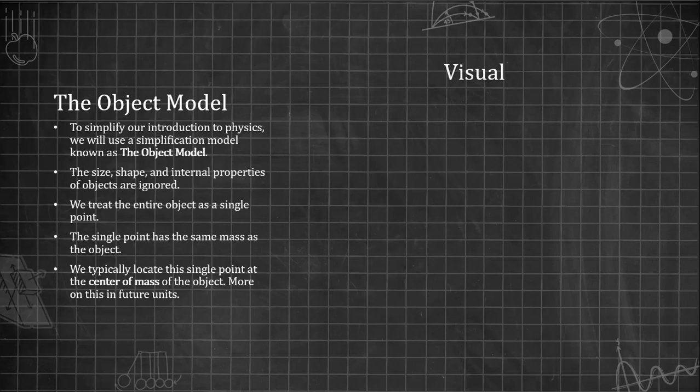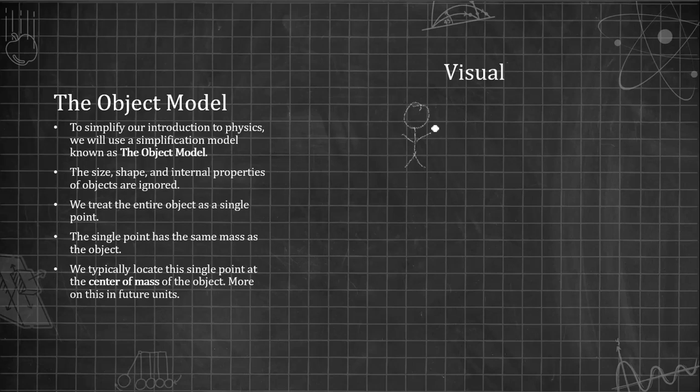So before we get too far into velocity, acceleration, displacement, all of those things, we want to introduce something called the object model. In the real world, we have objects that can have weird shapes and structure. So maybe just like a person who has two legs and two arms.